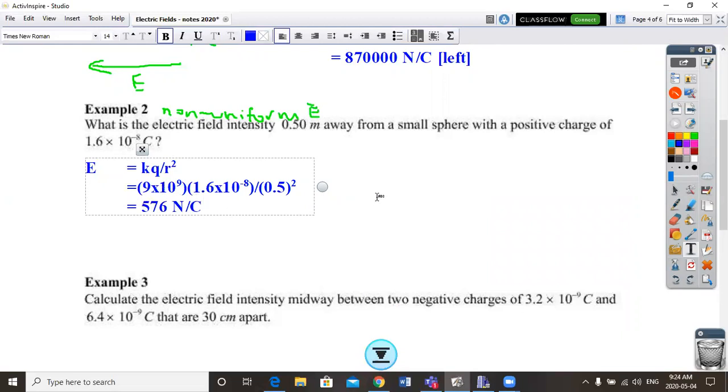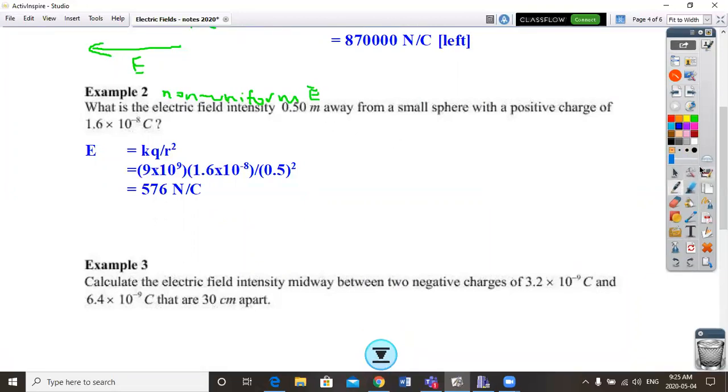Now we need the direction. So we have a sphere that is positively charged. Whoa, it's too big. And we have our point P, and we want to know right there, that's point P. Now we want to know what's the direction of the electric field. So we know this is a positive charge because it says it's a positive sphere. So the E must be directed away.